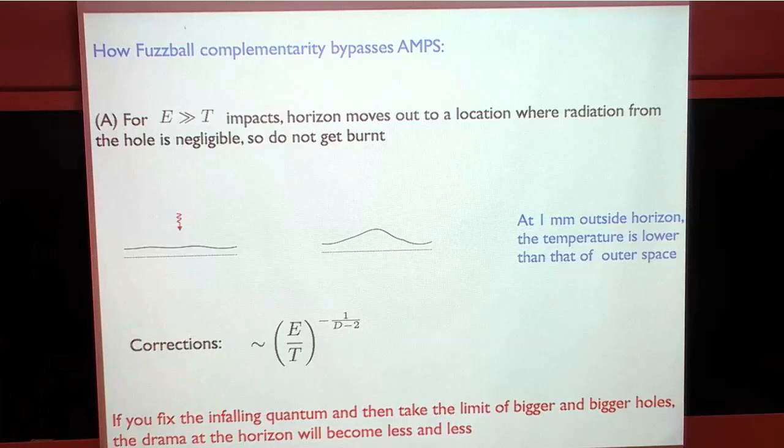That's all. Not the firewall, though. Pardon? That effect is not the firewall. That's exactly the thing. It's true in Minkowski space. You won't get a firewall there. At 1 millimeter, you don't have a firewall. That was not claimed to be the firewall. So the point is, how did you bypass the firewall here?